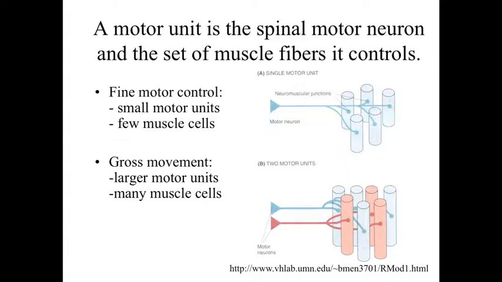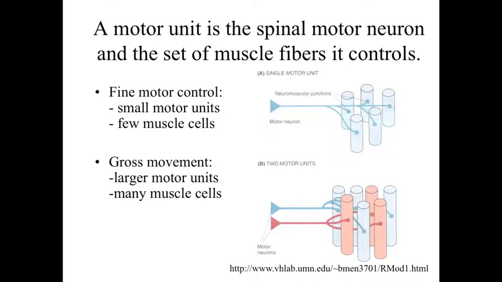So you can have one motor neuron going out and making a connection with a lot of different muscle cells, and what you would have is a large motor unit: one spinal cord motor neuron and many muscle cells. This is good for gross movement.